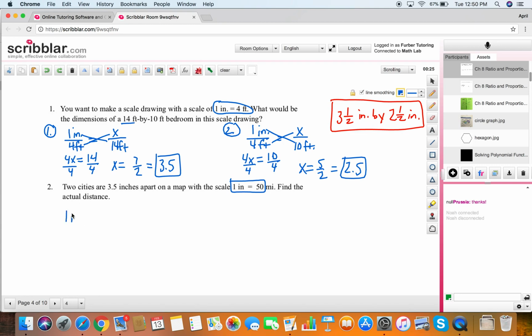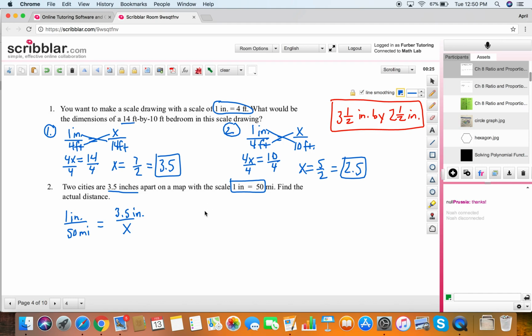And I'm trying to find, if on a map 1 inch represents 50 miles, how far apart would the two cities really be if they were 3.5 inches on the map? Okay, so again, I want to keep inches on the top since the inches are on the top over here. So that's going to be 3.5 inches. And then I'm going to put my x for my miles on the bottom.